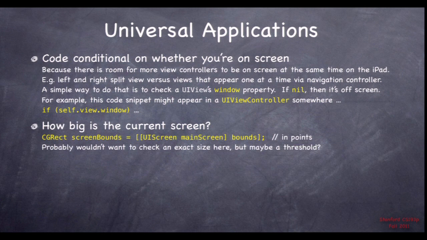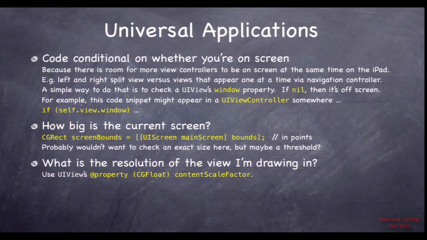You can also see how big the screen is. This is probably somewhat of a last resort. Probably wouldn't want to check exact screen size. They're always coming out with new devices with different screen sizes. But you might check to see if the number of bits is over a certain threshold or something possibly.